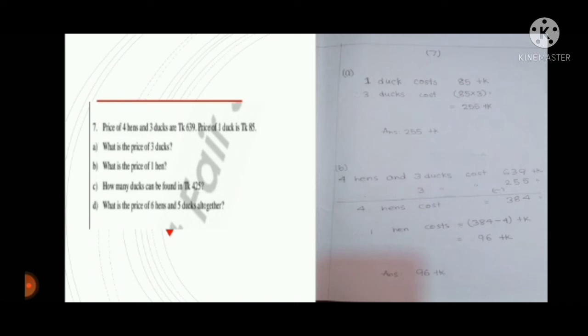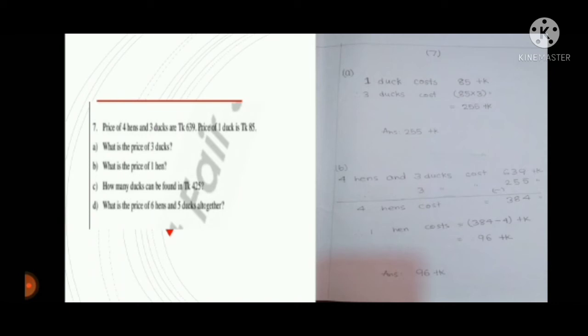So number A, 1 duck costs 85 taka, then 3 ducks will cost 85 into 3. That means we have to multiply 85 with 3. Then we will get 255 taka, which is the answer of 3 ducks cost.